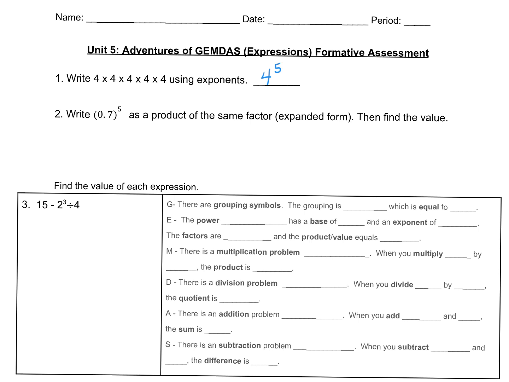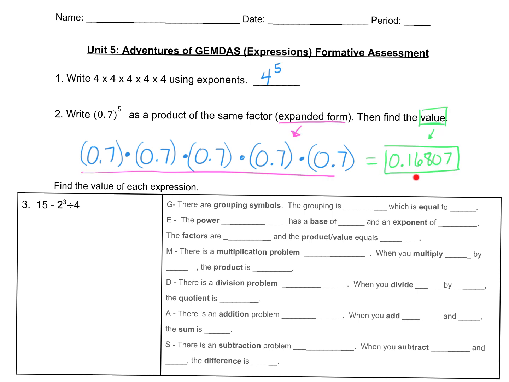Write 0.7 to the 5th power as a product of the same factor. So go ahead and just do it as the expanded form. For number 2, you should have gotten the expanded form 0.7 times 0.7 times 0.7 times 0.7 times 0.7. You should have had 5 of them. Now go ahead and find the value. For the value, you should have gotten 0.16807.